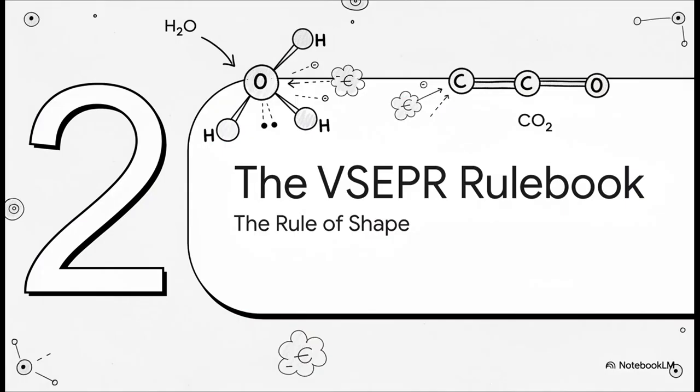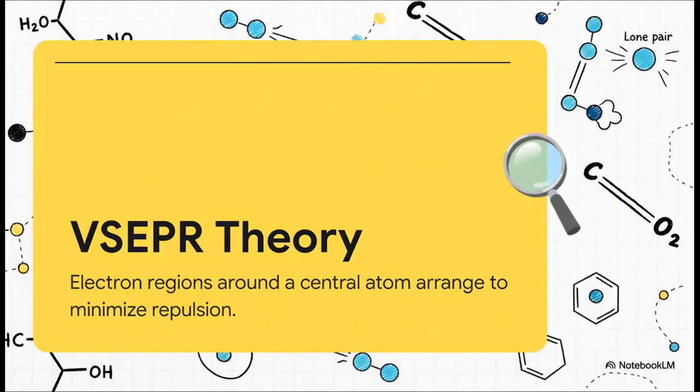Okay, so we have our 2D blueprint. Now we need the rule book, right? The thing that tells us how to turn that flat drawing into a real 3D shape. And luckily, there's a powerful theory that is basically the golden rule for all of this. And here it is, VSEPR theory. Yeah, I know, it's a mouthful. Valence shell electron pair repulsion.